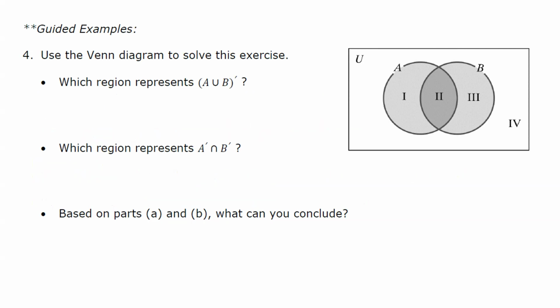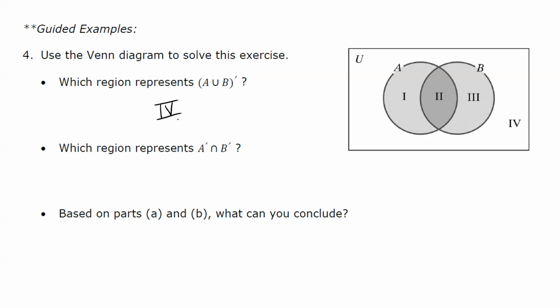So let's use the Venn diagram to solve this exercise, or in other words, prove De Morgan's laws that we just stated. So we have our Venn diagram here. And our first question is asking us which region represents the complement of the union of A and B. So we want the complement of the union of A and B. Well, the union of A and B would be represented by regions 1, 2, and 3. Therefore, the complement of those 3 regions would be region number 4.